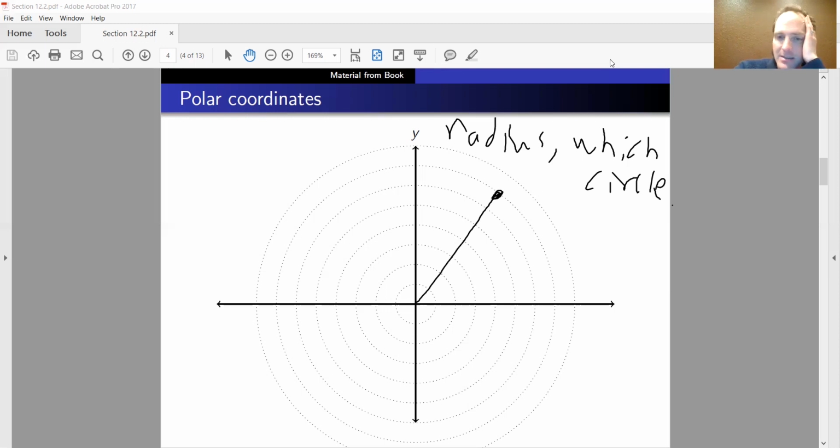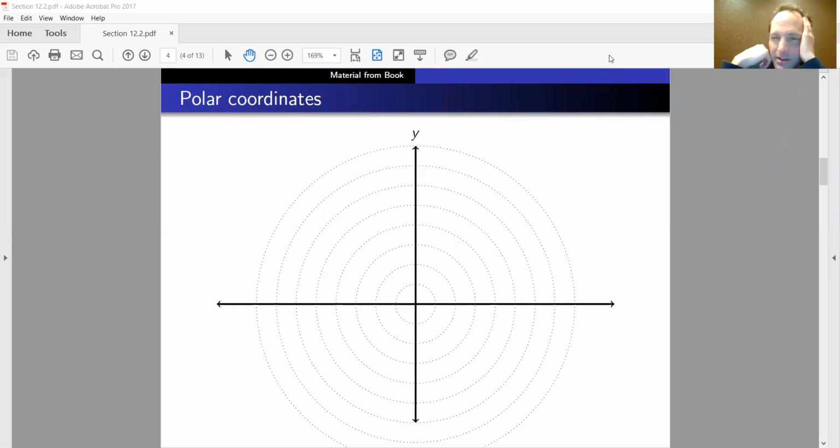For any point in this plane, there's one concentric circle it's going to lie on. Now, it doesn't tell me exactly what point it is. So just telling me which concentric circle it's on doesn't tell me enough information. So we need one more piece of information here.